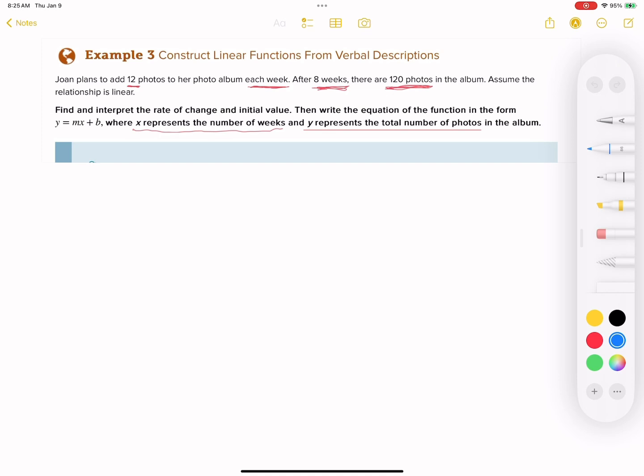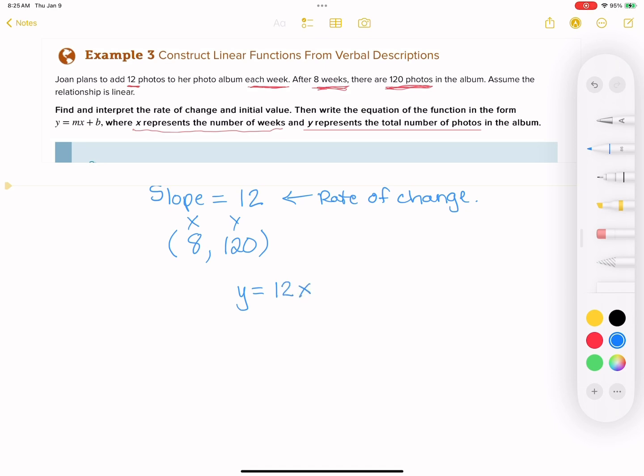So we need to write an equation in the form of y equals mx plus b. Since we know she adds a constant rate of 12 photos each week, our rate of change, our slope, is 12. So we are going to write this as y equals 12x plus b. But in order to rewrite it, I need to find my b value. So I'm going to take that 8 weeks and the 120 photos. X is going to be your weeks.